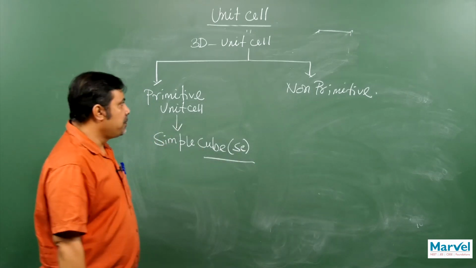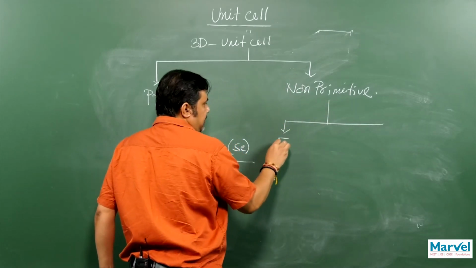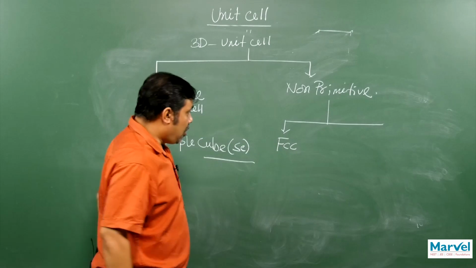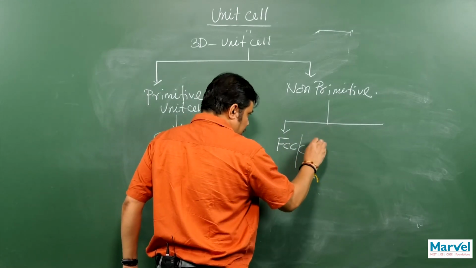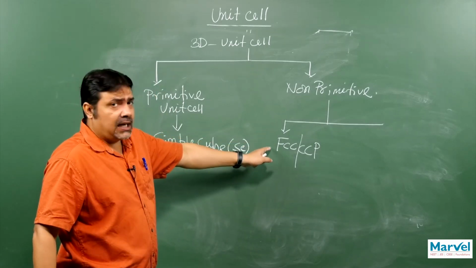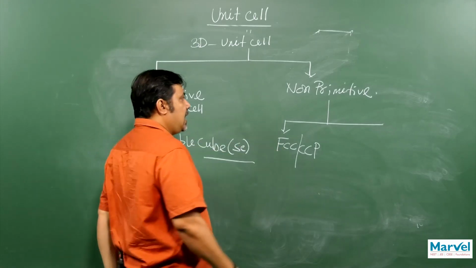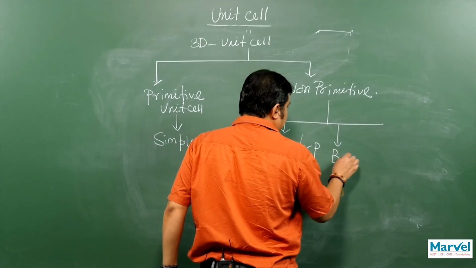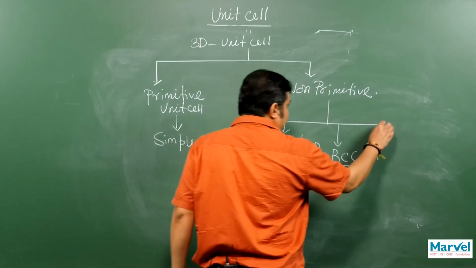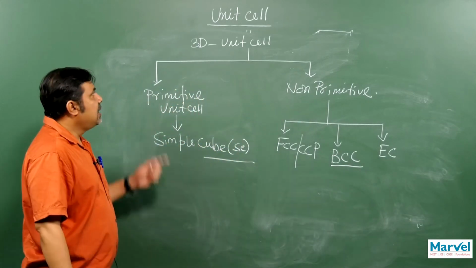And then for the non-primitive unit cell, there are three categories. One is FCC, the face-centered cubical system, or it is called CCP, the cubic close-packed system. Both are the same thing, the name is different. The next one is BCC, the body-centered cubical system. And the third one is EC, the end-centered cubical system.